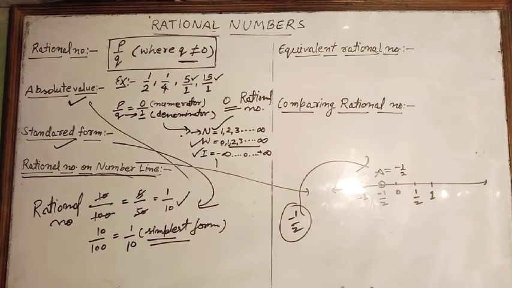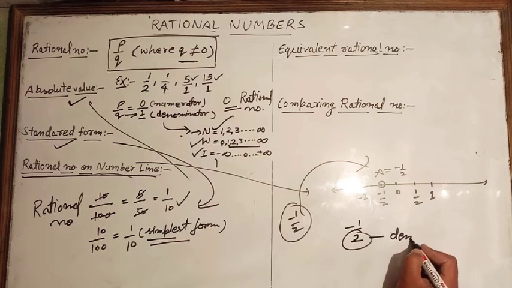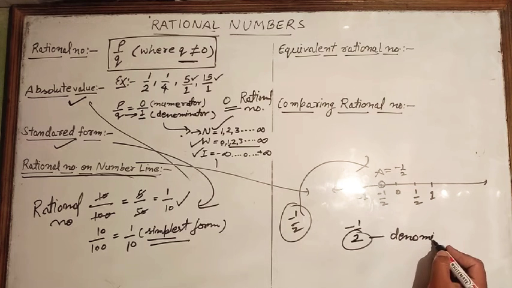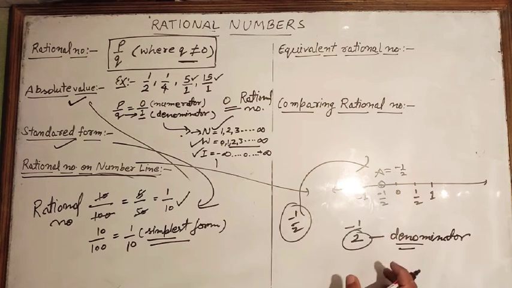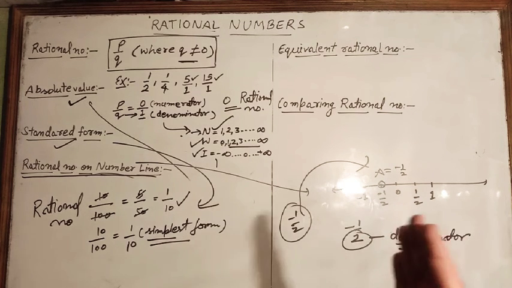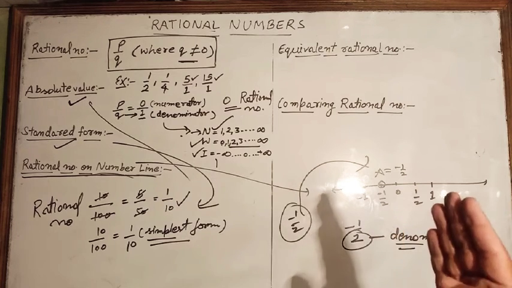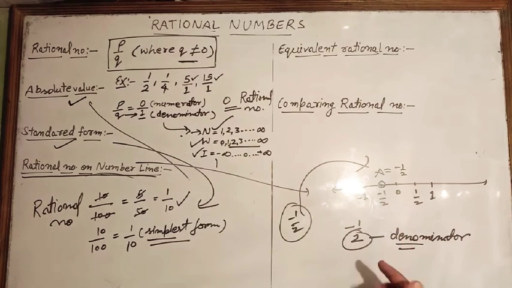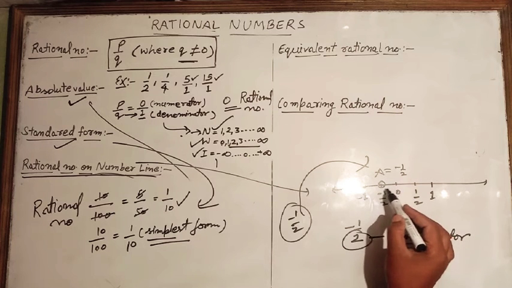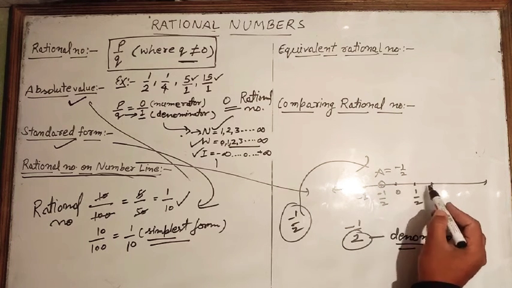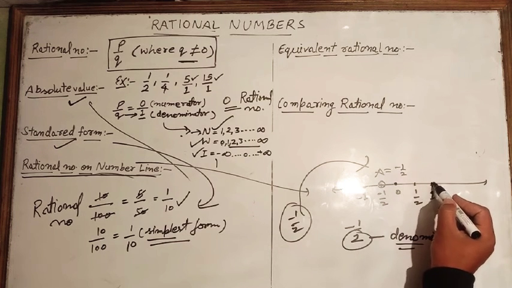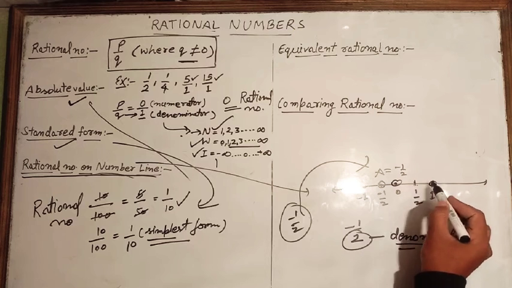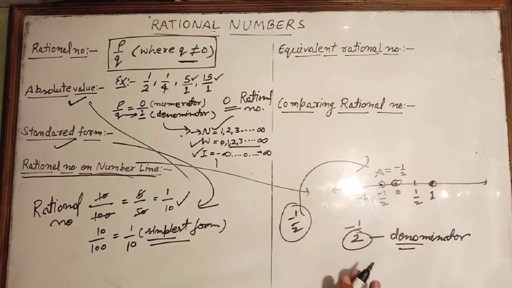One thing you will remember: if it is written minus 1 by 2, whatever the denominator is, that many partitions or subdivisions of the line you will make. Here the denominator was 2, so from 0 to 1 how many divisions have I made? 2. From here to here, 0 to 1, how many divisions are there? 1, 2. Here also 1, 2. So you will do it like this.